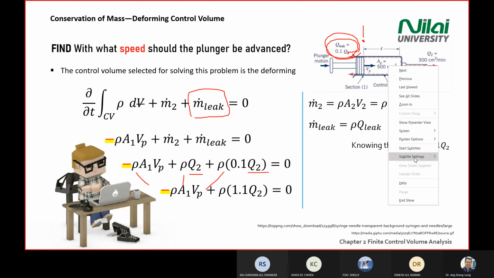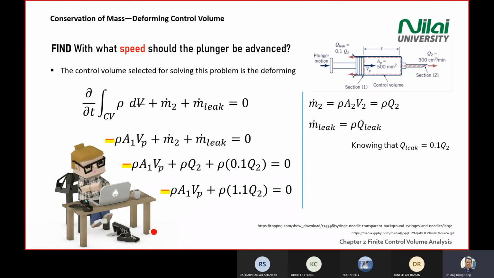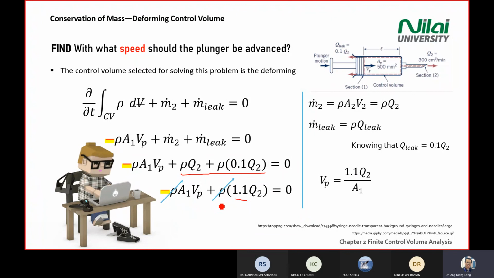So the rest is just mathematics. You just simplify. So this one plus this one, you get 1.1. And rho just now, you can take out because it is incompressible. Then you rearrange and you'll get this term. Rearranging this, the velocity of your plunger will equal 1.1 Q2 divided by A1.